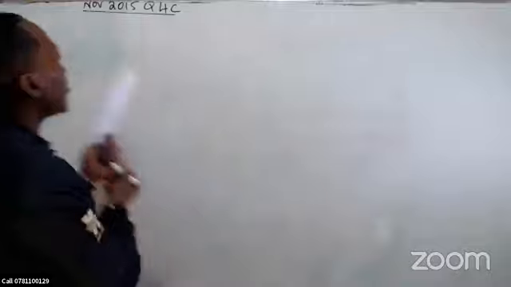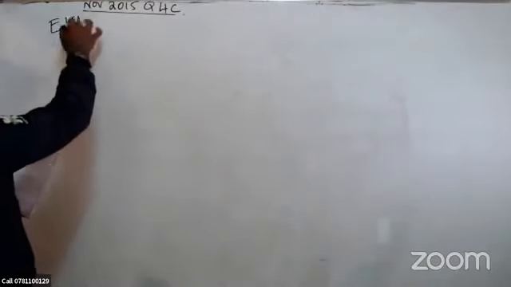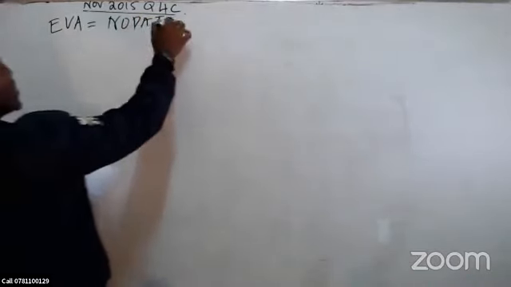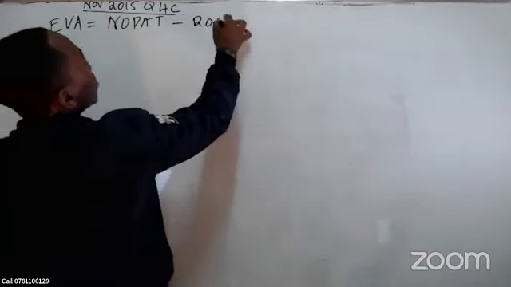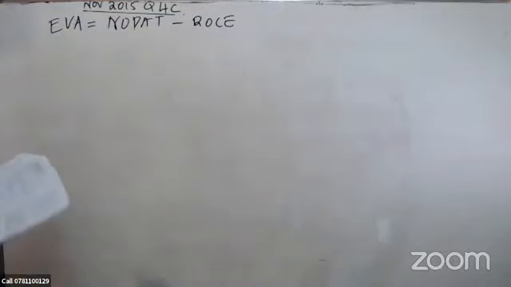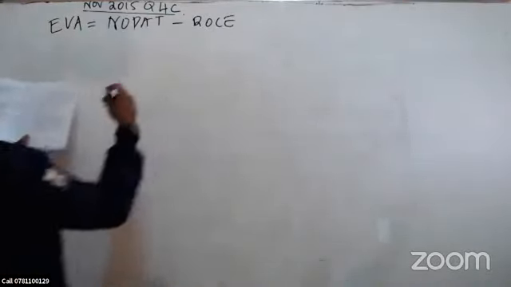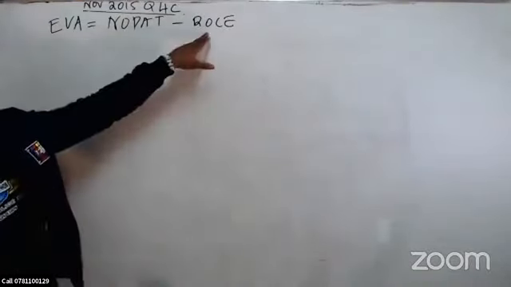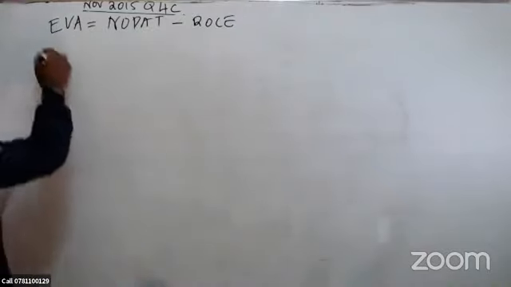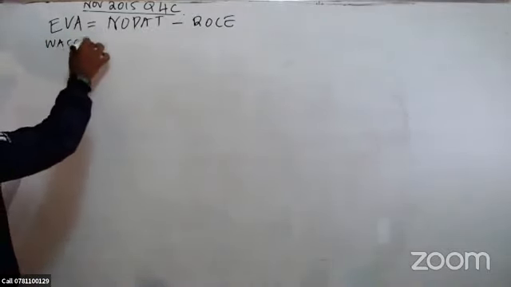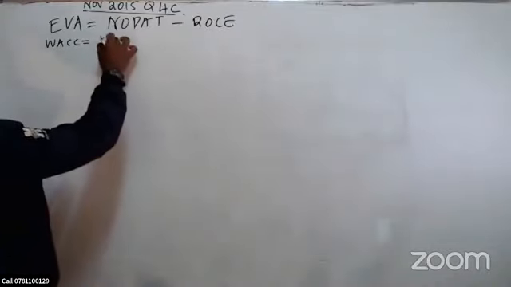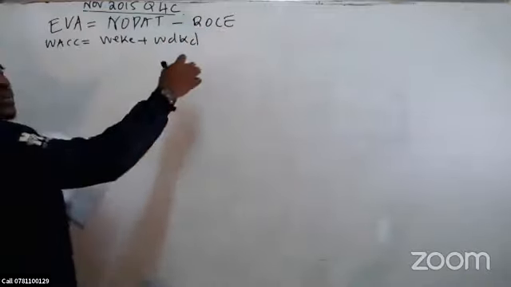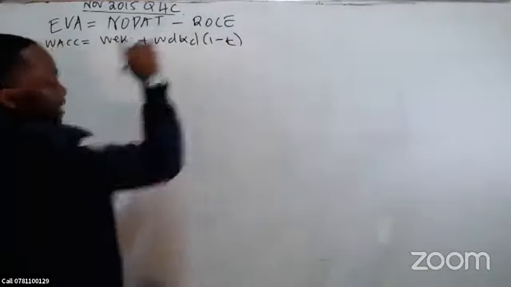How do we get EVA? We have said that economic value added is the difference between the net operating profit after tax and the return on capital employed. In this case, we have 2 years. But before that, first of all, let's get the cost of capital. For you to get the return on the capital employed, you need to have the cost of capital. In this case, you use WACC. And how do we get WACC? It's the weight of equity times cost of equity, plus weight of the debt times cost of the debt times 1 minus the tax.